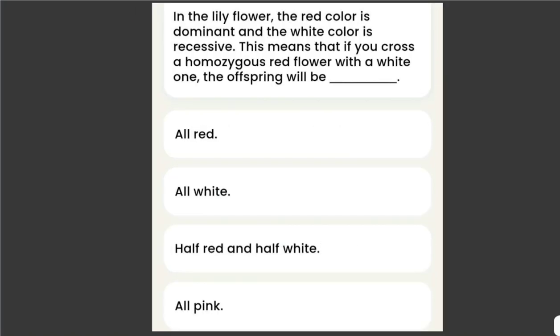In the lily flower, the red color is dominant and the white color is recessive. This means that if you cross a homozygous red flower with a white one, the offspring will be all red, all white, half red and half white, or all pink. Now, if a gene is dominant, then the crossing of a homozygous red flower with a white flower will result in all red offspring, who will be heterozygous. So the answer here is all red.